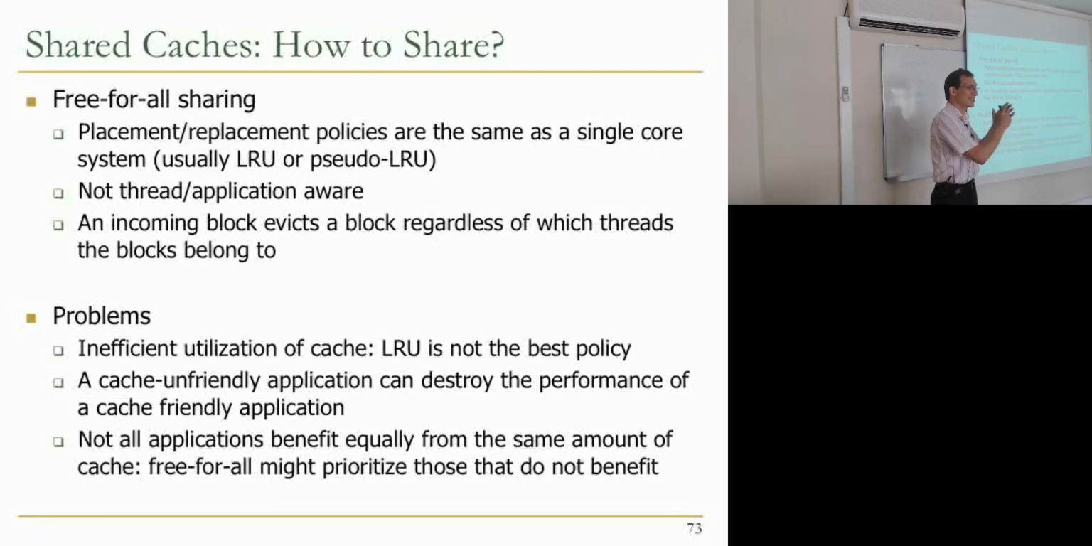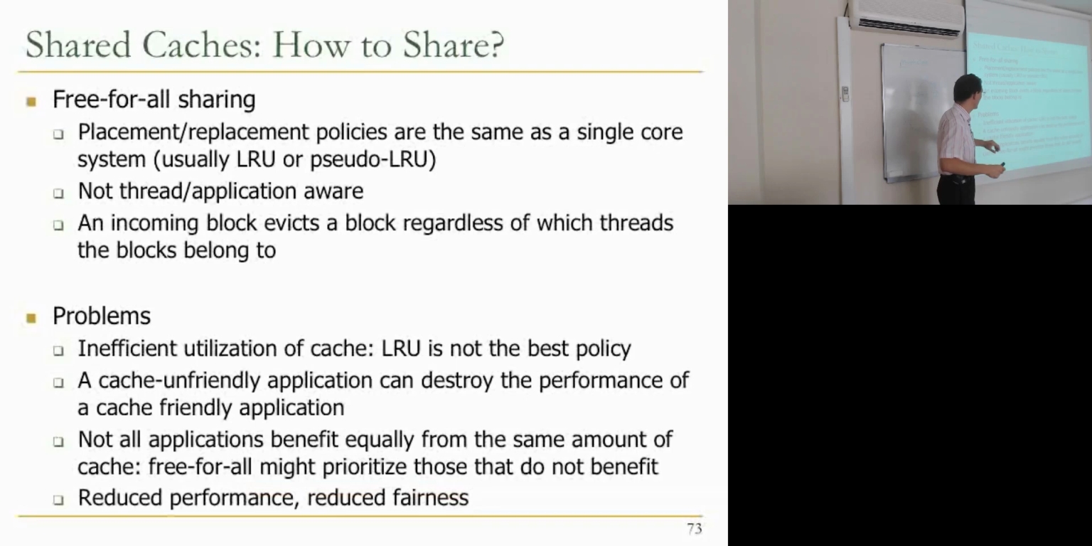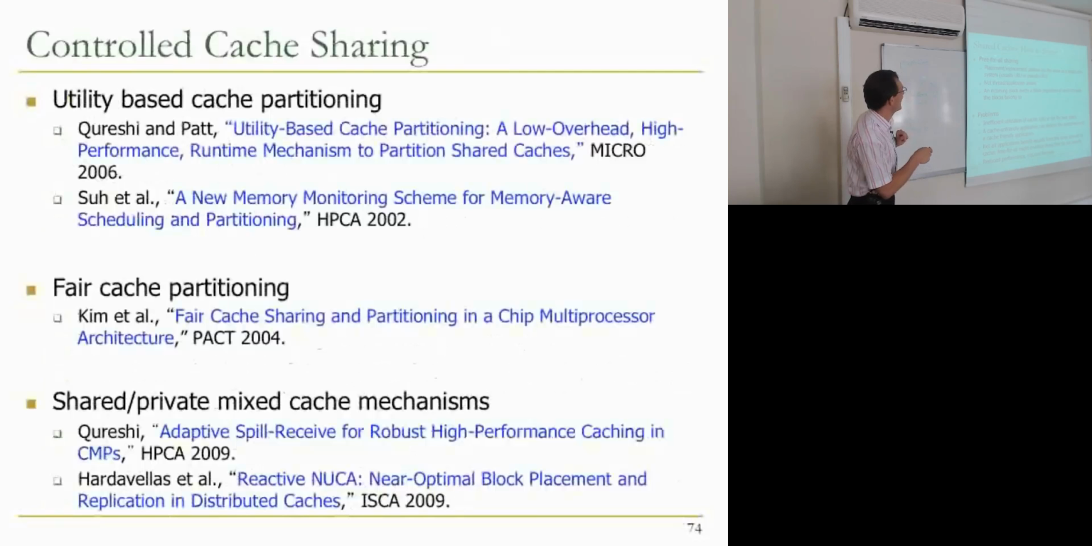A streaming application doesn't benefit, but it has a huge working set, and it evicts everything else from the cache. As a result, you get reduced performance and reduced fairness because of free-for-all sharing. So we're going to tackle this problem. How do we actually more intelligently manage the cache?